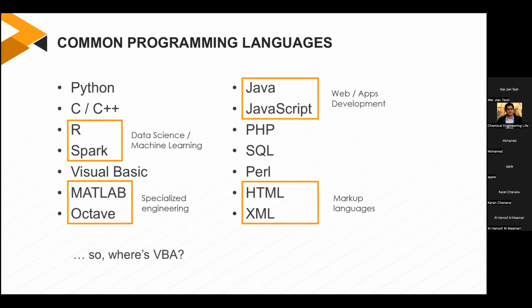So today we are going to talk about this programming language called VBA. The first question you're going to ask is, where is VBA in this chart? Where does VBA belong in this list? If there's anyone in the audience who knows this, feel free to let me know your answer. So what is VBA and where does VBA belong in this list of common programming languages?